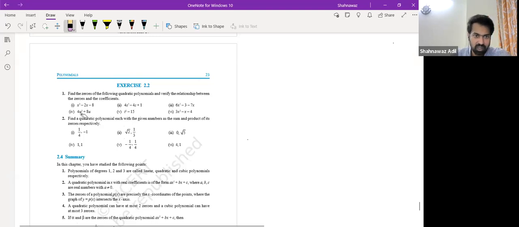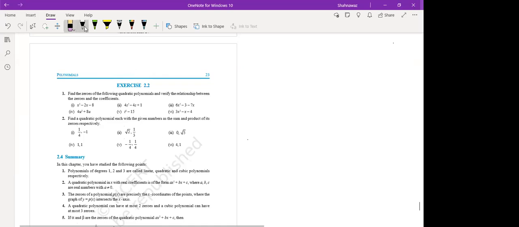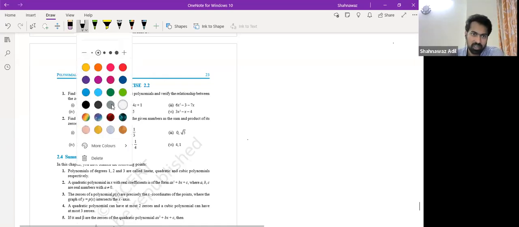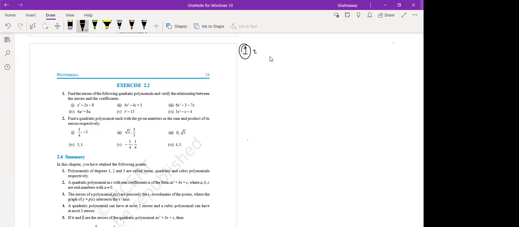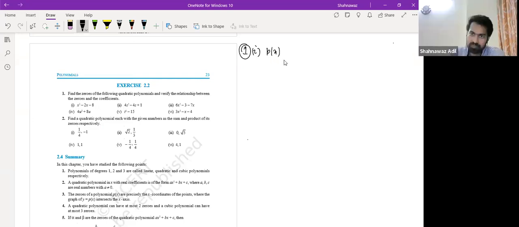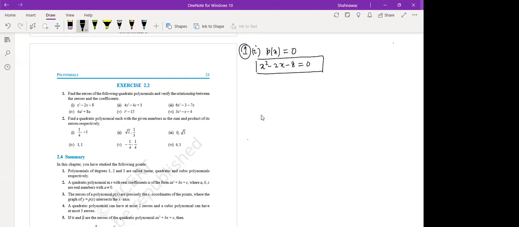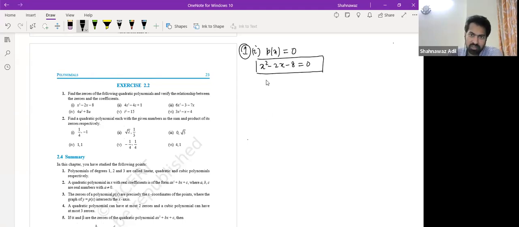So what is the degree of this polynomial? 2, right? So this is a quadratic polynomial. And if you want to find the zeros of the polynomial, we have to equate it with 0. So x square minus 2x minus 8 is 0. So this is a quadratic equation, right? And what is the value of a, b, and c?